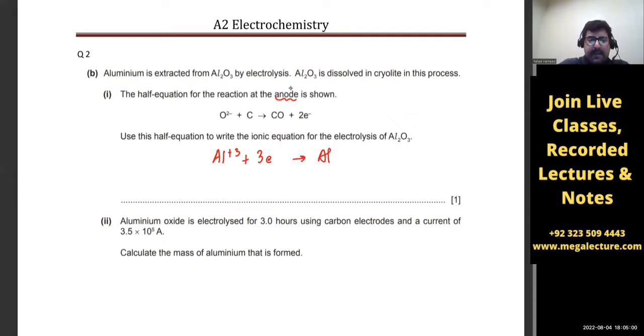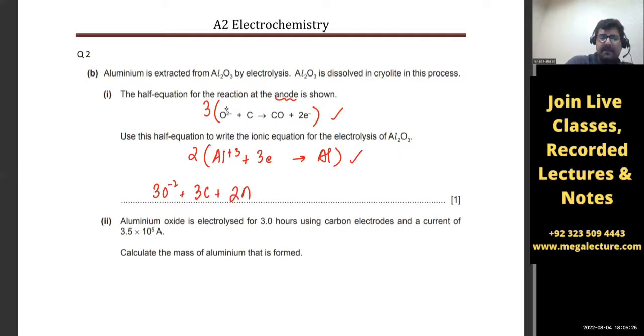So you have to make the overall equation. You just add up the anode equation and the cathode equation. This one has to be multiplied by 3, and this one has to be multiplied by 2. Electrons gained and lost equal होना चाहिए, ठीक है? So it's going to be 3O2- plus 3C plus 2Al3+, and the product is going to be 3CO, and the bottom product is going to be 2Al. Okay, that's it, just 1 mark.